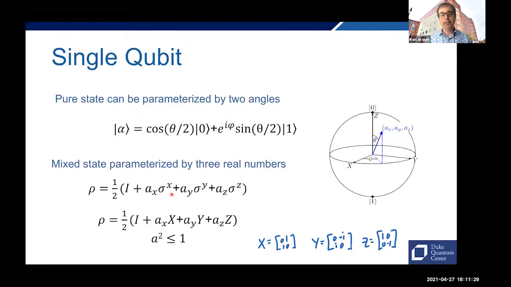So again, you may be familiar from physics or chemistry with using sigma X, sigma Y, sigma Z for Pauli operators, but in quantum computing, we just use capital X, capital Y, capital Z most of the time. All right, so any questions on this single qubit slide?